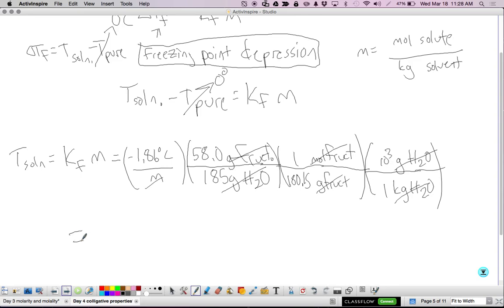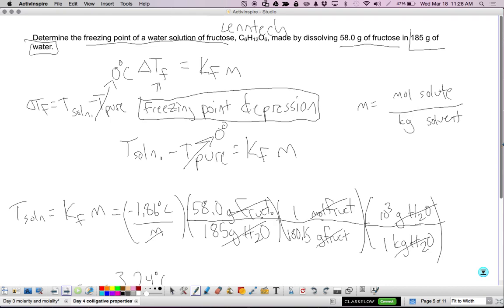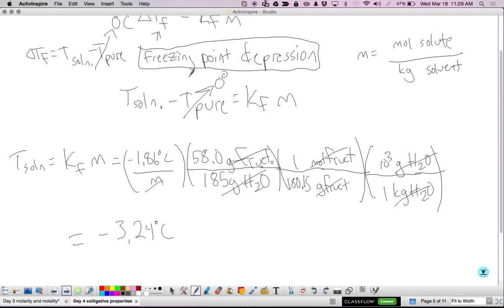Now I can plug this into the calculator. And it's important that you do this in the correct order. I do it kind of stepwise. And what I get is negative 3.24 degrees Celsius. Okay, so that's your first problem. Now this one is pretty difficult. Most of the other ones, this is a long problem, so some of the other ones will be a little bit shorter.